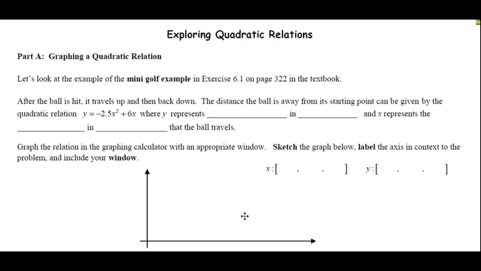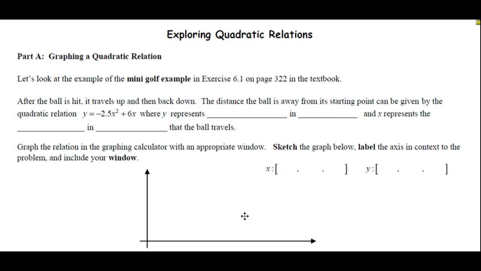Okay, exploring quadratic relations, graphing. Let's take a look at the example of the mini golf example in exercise 6.1 on page 322 in the textbook. So if you have your textbook here, you can turn to page 322 and you'll see that example. After the ball is hit, it travels up and then back down, right? Because what goes up must come down.